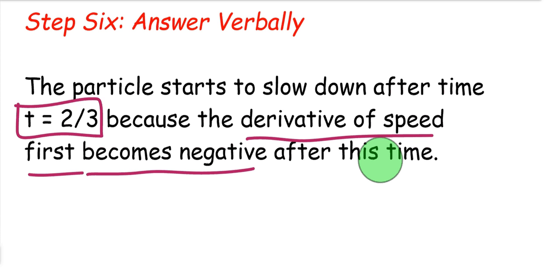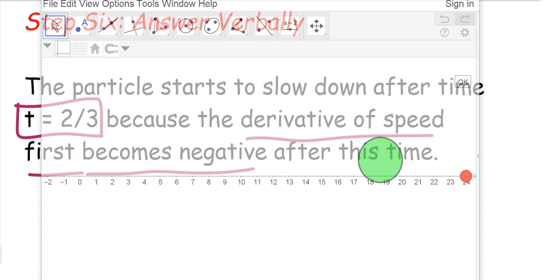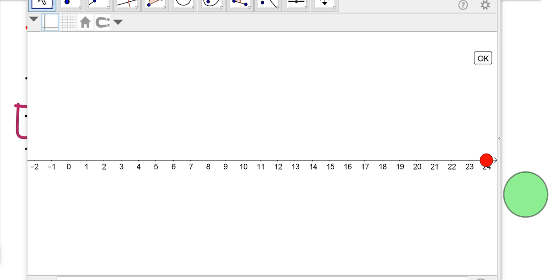That's it for this first question on particle motion and it slowing down. If you have any other questions about this, actually, before I finish, let's go ahead and look. We can actually kind of see, it's going to be hard to see, but at 2/3 is actually when the particle starts to slow down. And you can see it gets slow right there before 0, before it speeds up.